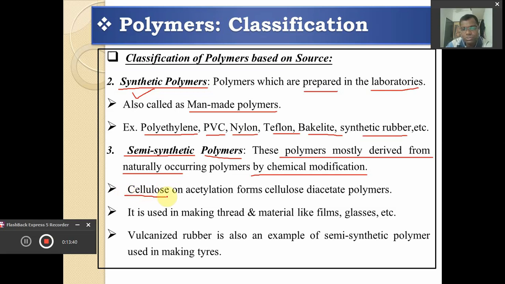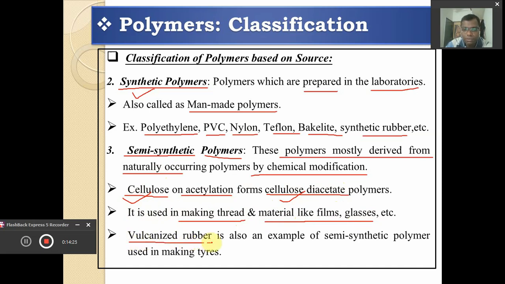For example, suppose cellulose is subjected to the acetylation reaction in the presence of acetic anhydride and concentrated H2SO4, then this cellulose gives the formation of what? Cellulose diacetate. This cellulose diacetate is the semi-synthetic polymer, while cellulose alone is the natural polymer. So cellulose diacetate is obtained from natural cellulose, and that's why it is called a semi-synthetic polymer. Similarly, cellulose diacetate is used in making threads and materials like films and glasses.